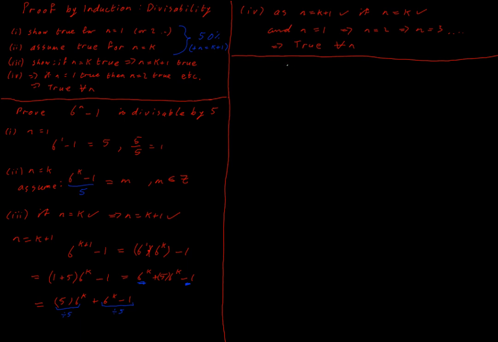Now, I'm going to look at another question quickly here. I want to show that 7 to the power of n minus 2 to the power of n is divisible by 5. This is going to follow basically the same steps, but I'm just going to show it to you because I know how strange these questions come off as.